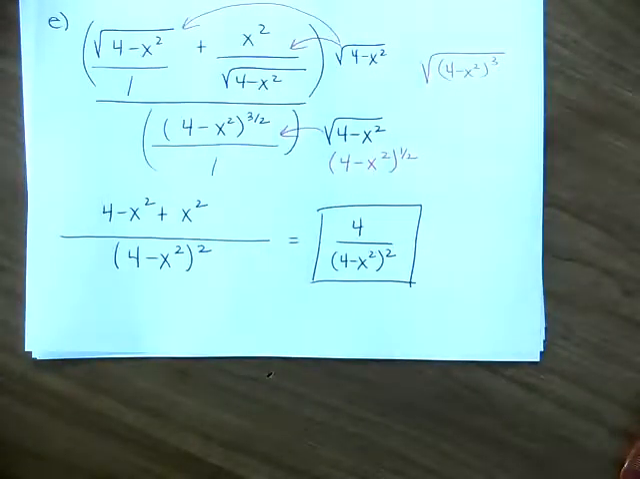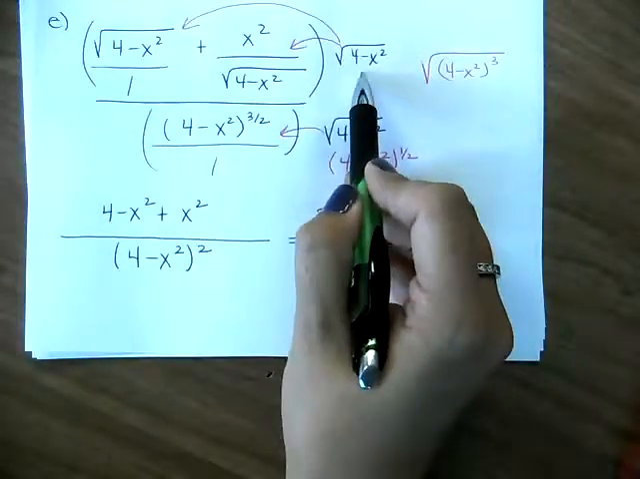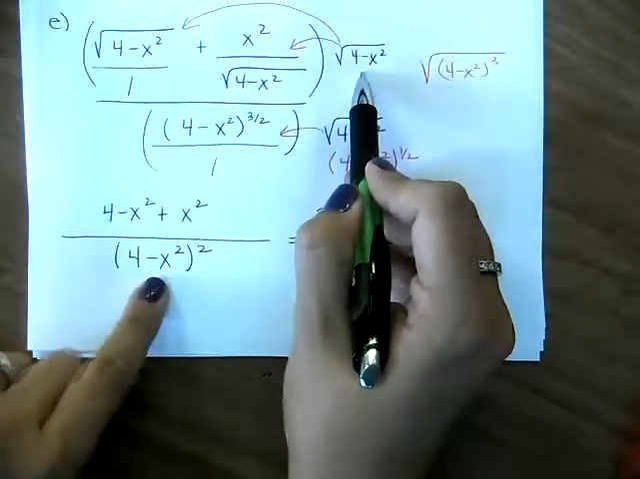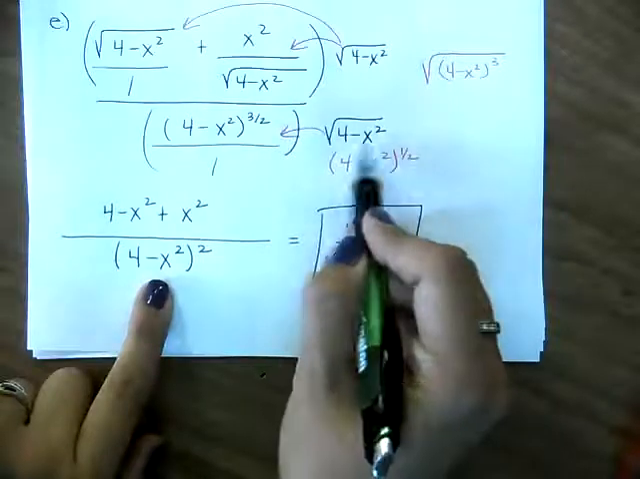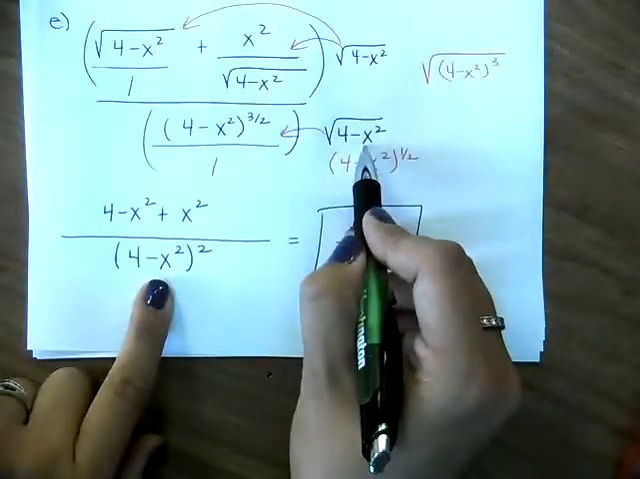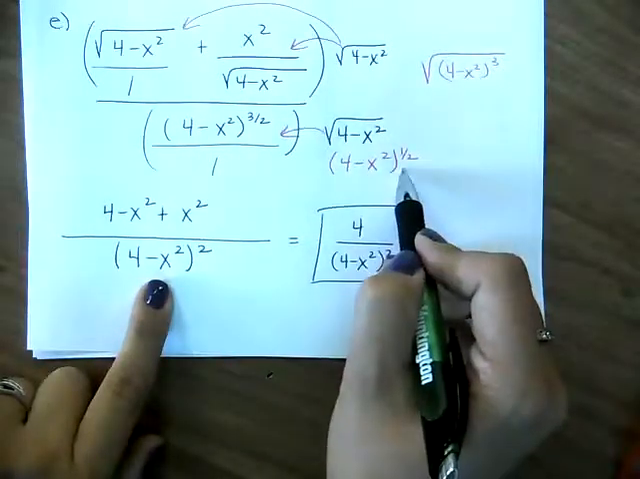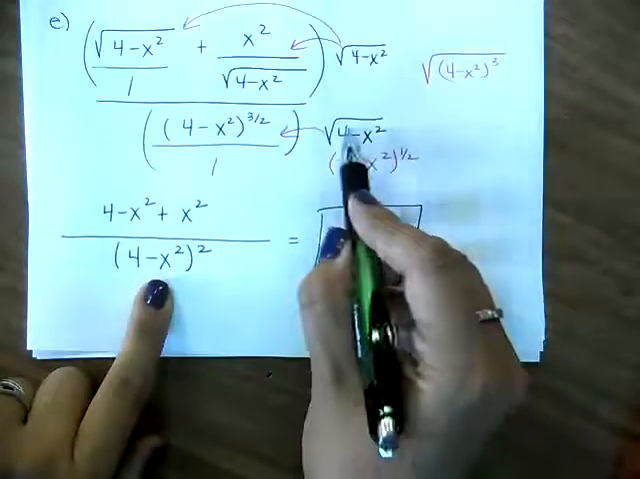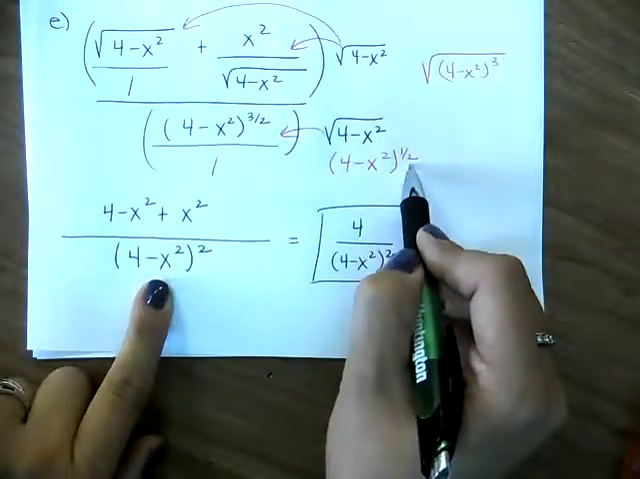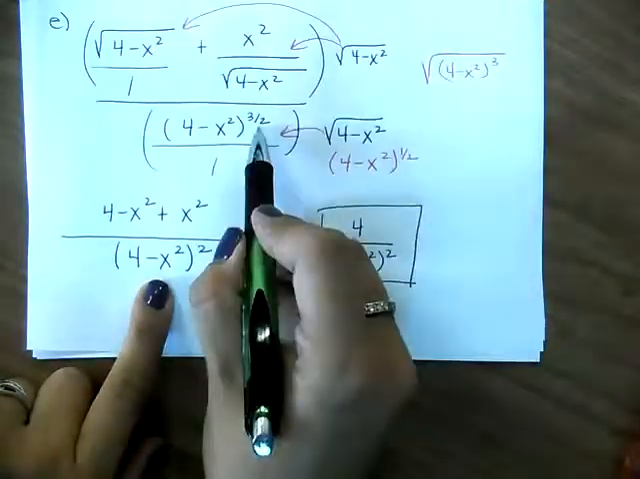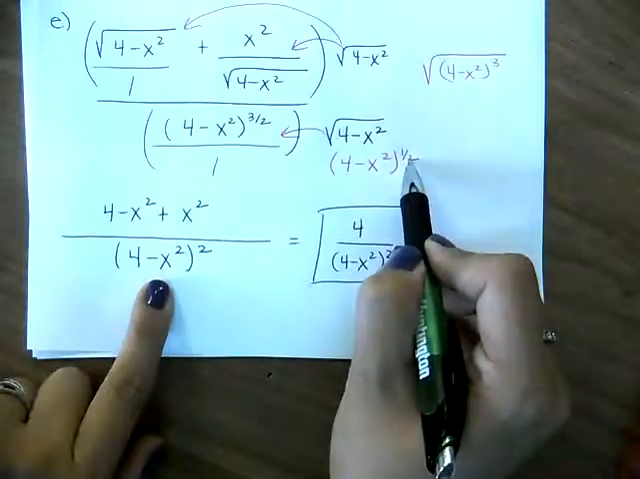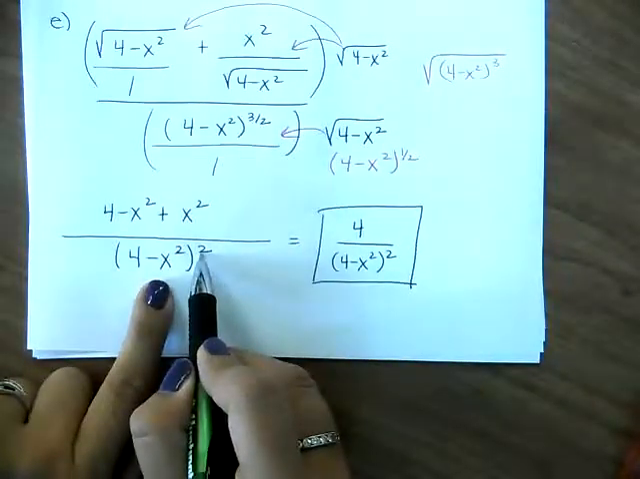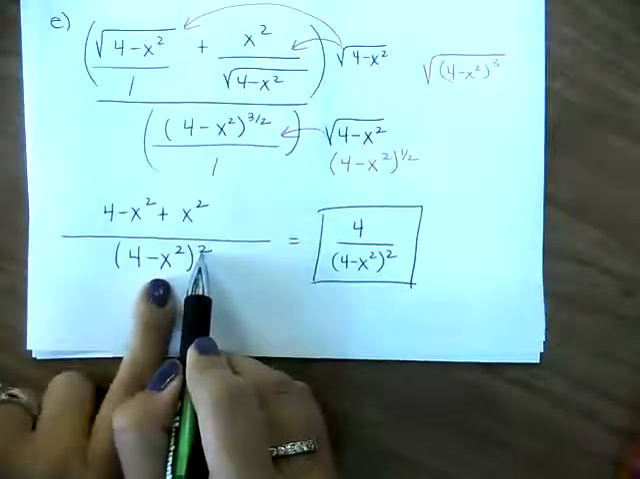Yes? Okay, sure. Can you restate how you got the denominator? How I got this denominator? Okay, so here I'm multiplying by that LCD of the square root of 4 minus x squared. I just wrote it as a fractional exponent. Okay, so the square root is the same as a half. So now all you have to do is add exponents. So 3 halves plus 1 half gives me 4 halves, which is 2. Okay? Brittany?